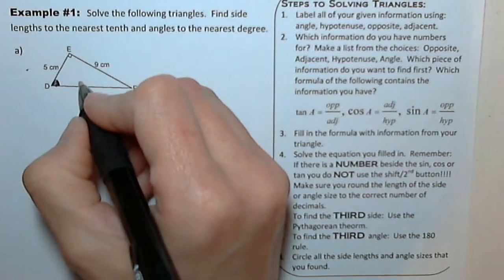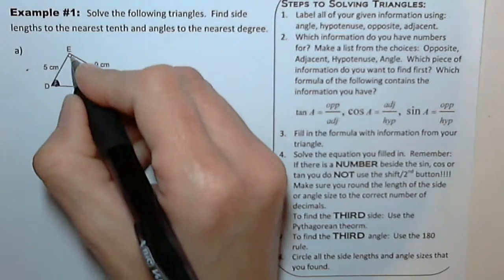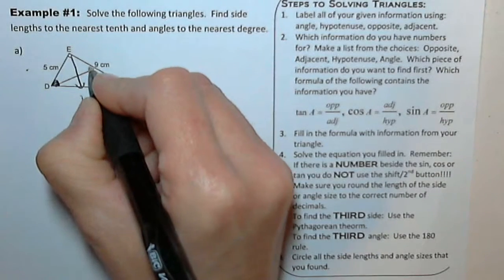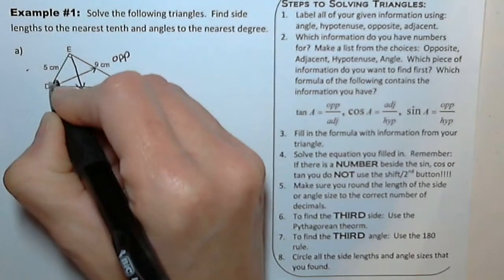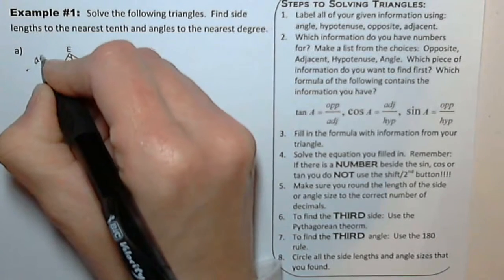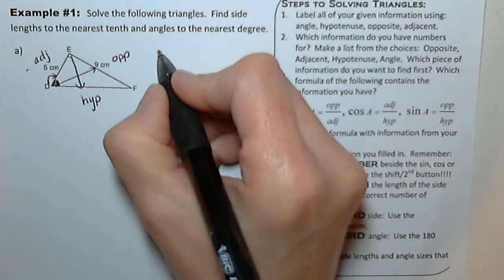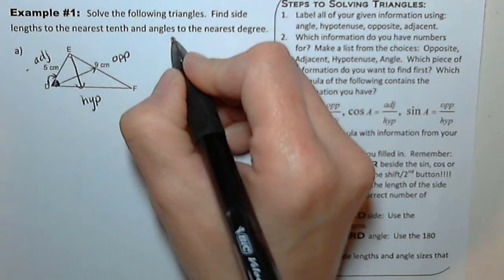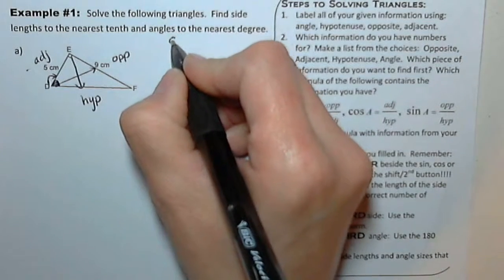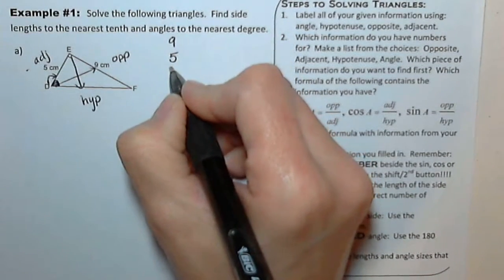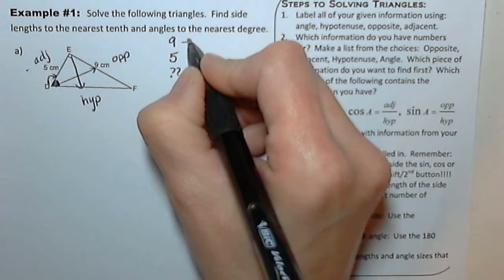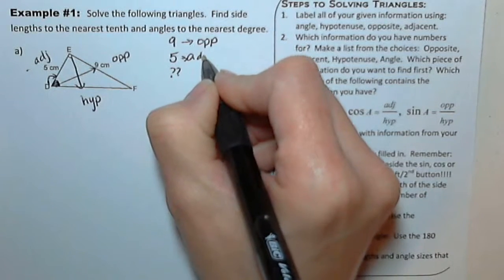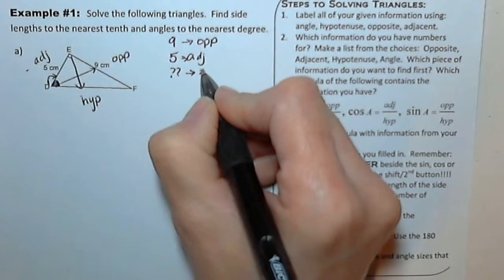The first thing I want to do is label my triangle from where I'm standing. Again, this is my hypotenuse. This is my opposite side. This is my adjacent side. And then to help me decide which formula I'm going to use, on the side I'm going to write down the 2 pieces of information that I know. You'll always be given 2 pieces. So I know a 9, and I know a 5. The 9 is my opposite, the 5 is my adjacent, and what I'm looking for is angle D.